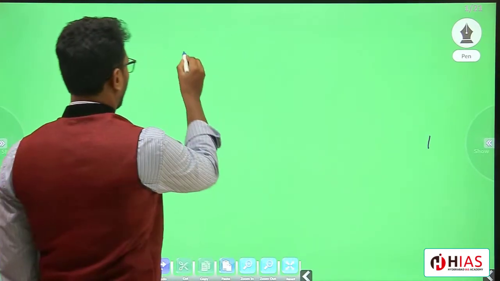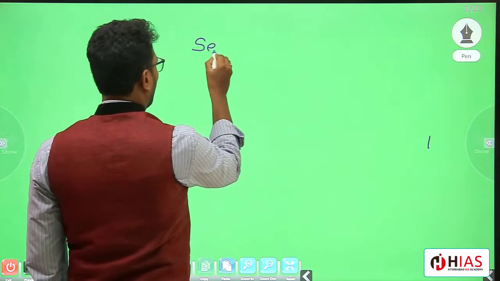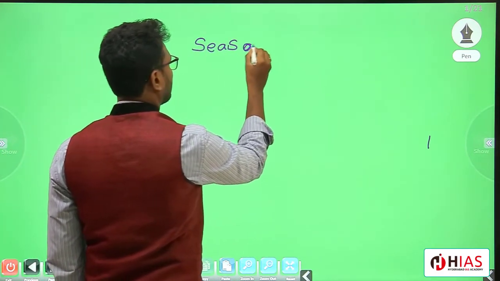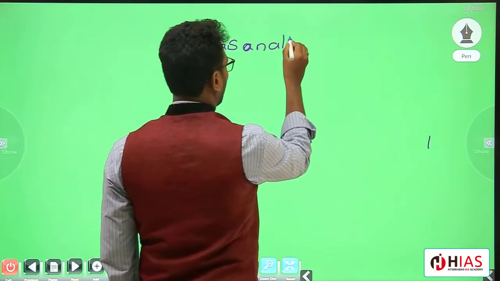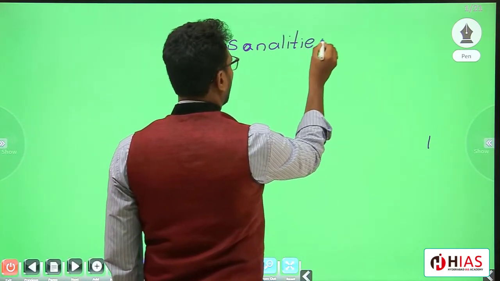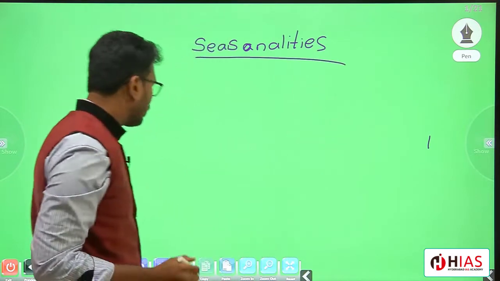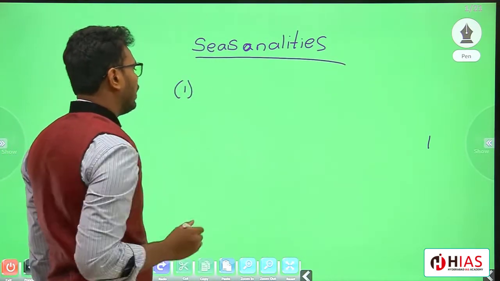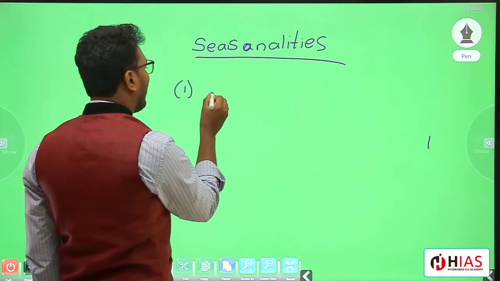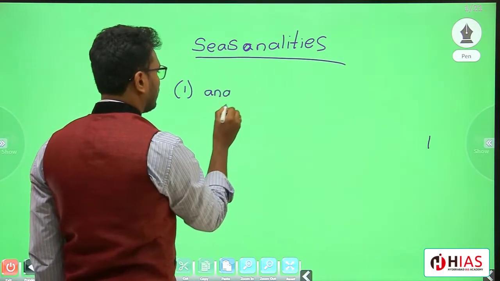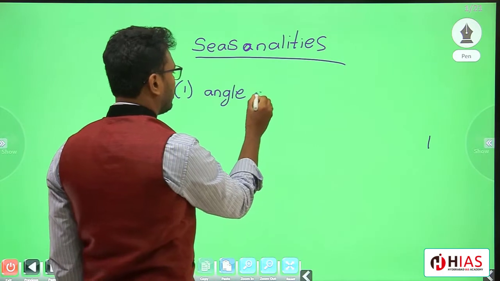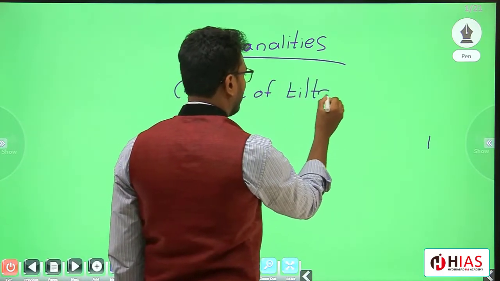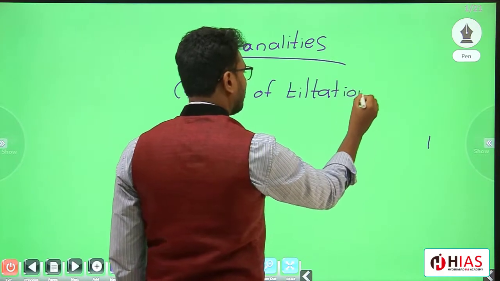Okay, so if I ask you what are the reasons for the causation of seasonalities? First of all, I've told you very clearly that it is nothing but the angle of tilt. We'll be discussing that the Earth is a little bit tilted, so that is the angle of tilt. The angle of tilt is the first reason.